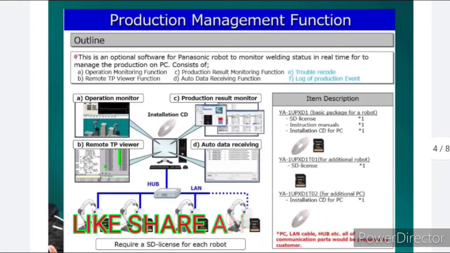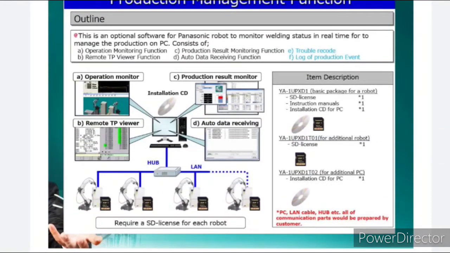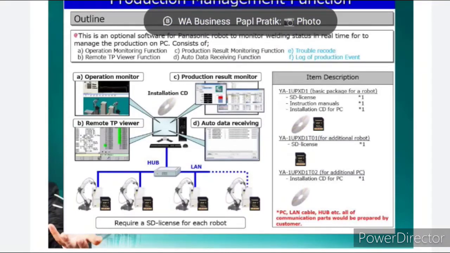Okay, then the production management functions outline. This is an optional software for the Panasonic robot to monitor the welding status in real time and manage the production from a PC. This is the same slide as in the previous videos: the operation monitor, remote touch pendant viewer, production result monitor, and auto data receiving.